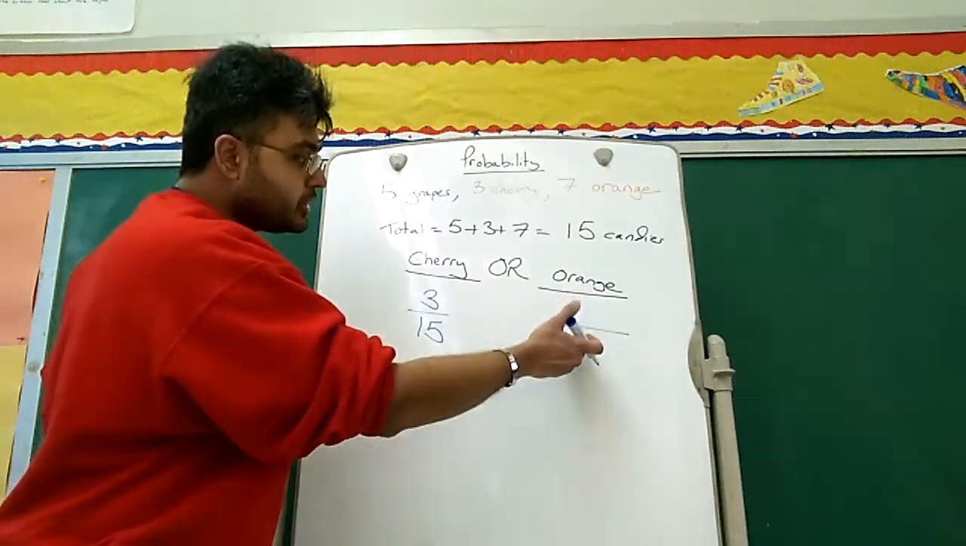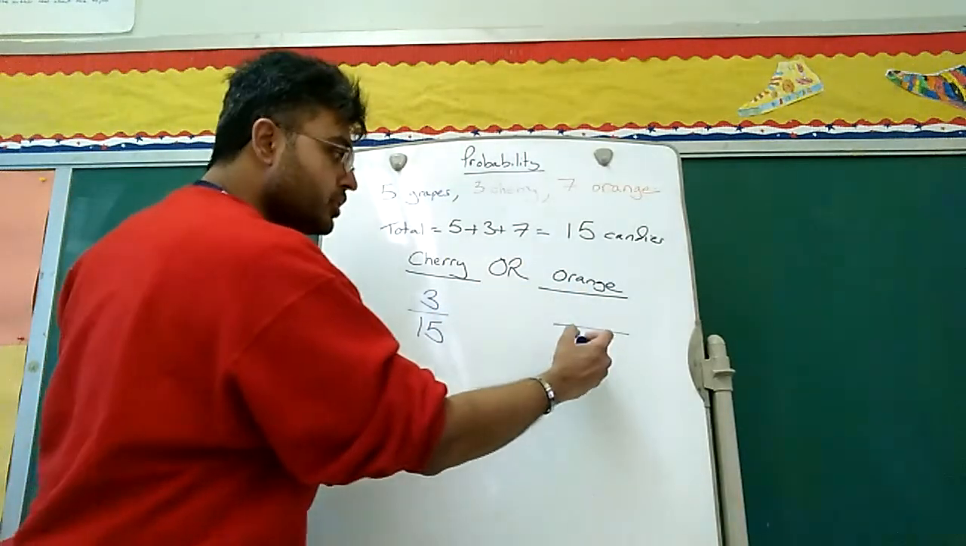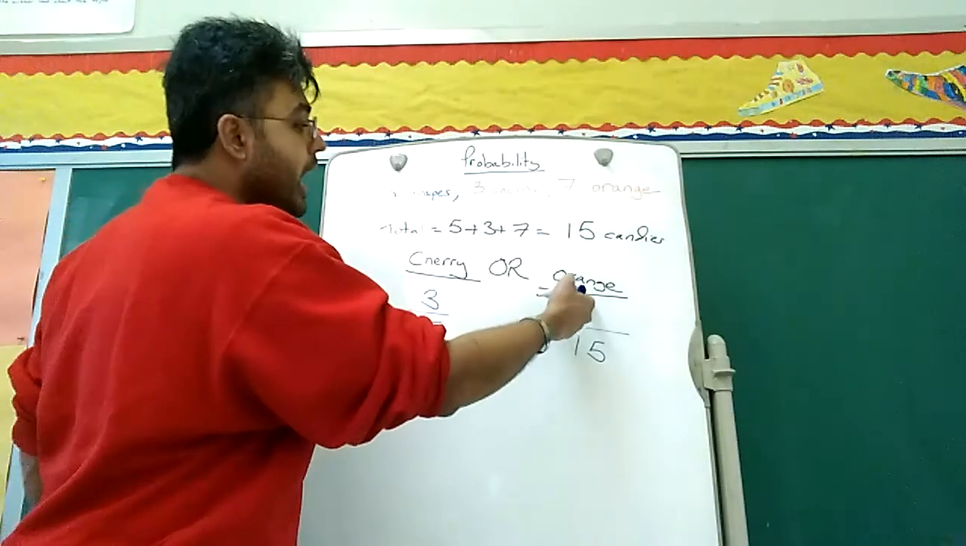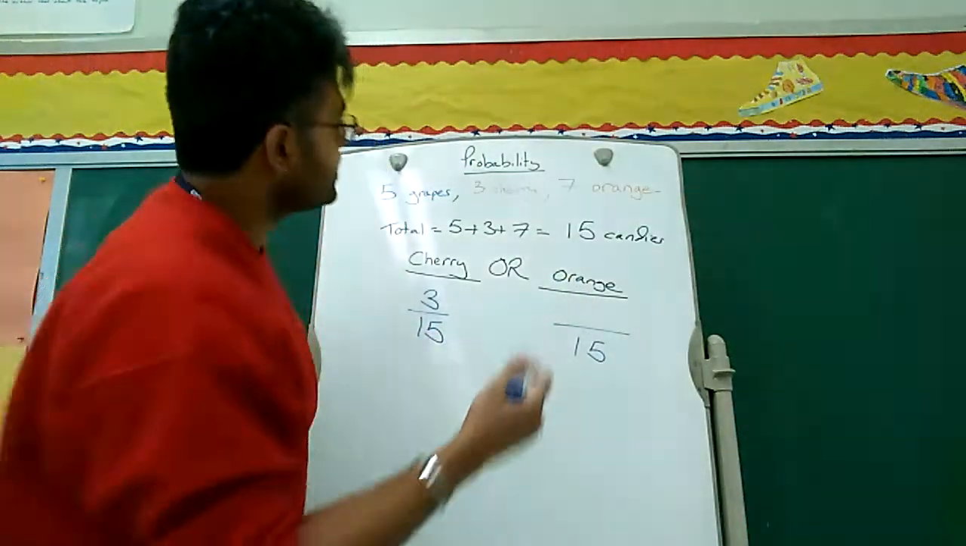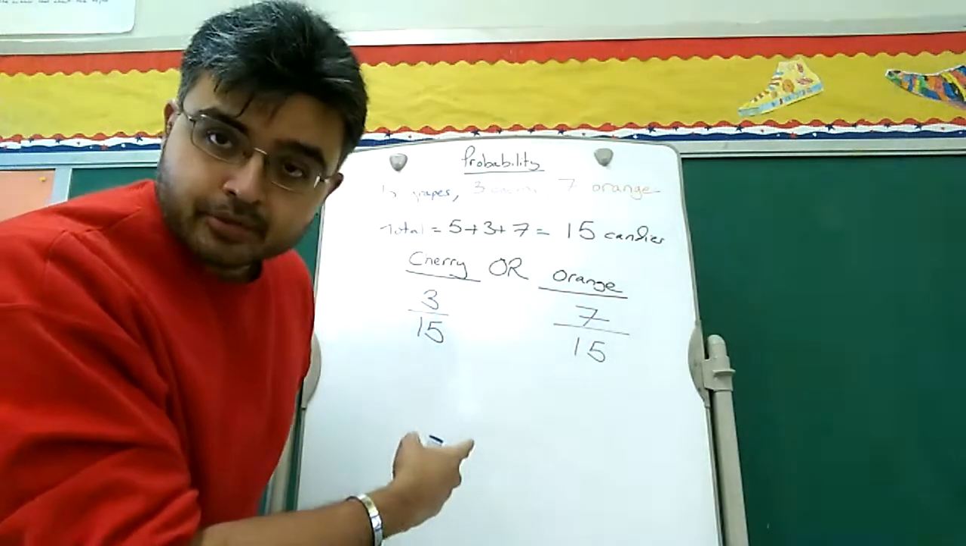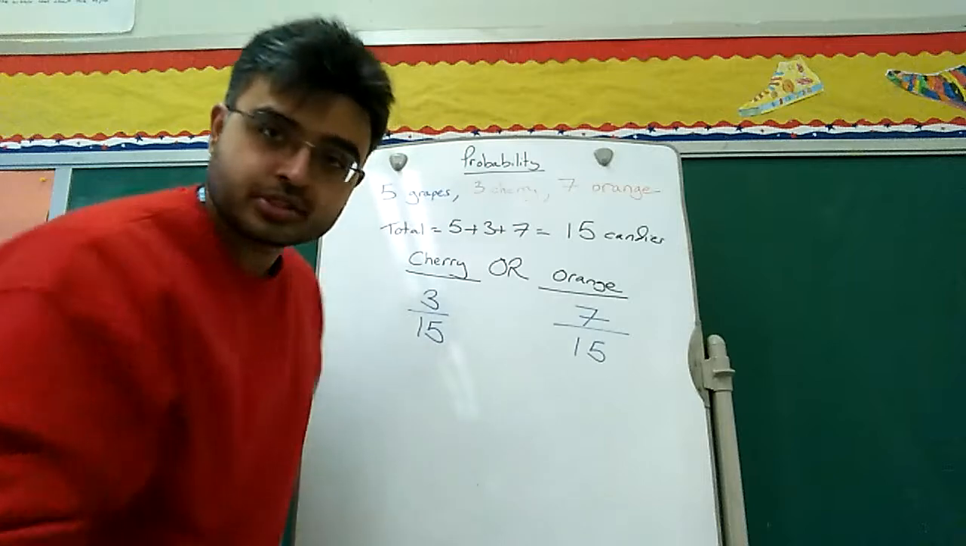Now, let's do the same thing for the orange flavored candy. We know there are a total of 15 candies in this box. How many of them are orange flavored? Let's see. There are 7. And now we have the probability of both flavors.